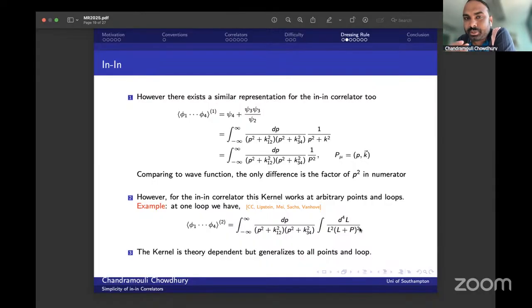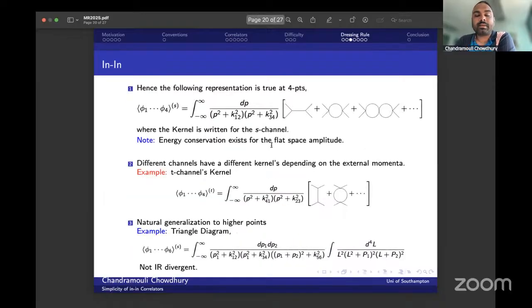So this kernel in general is some theory dependent thing, but it generalizes to all points in loops. Good. What I mean by this is you can take all the diagrams you want in flat space, add all the diagrams in your S channel, and simply integrate over this extra momentum piece. Okay. And note that energy conservation exists for these kind of objects. Where energy conservation breaks down is once you have done the P integral.